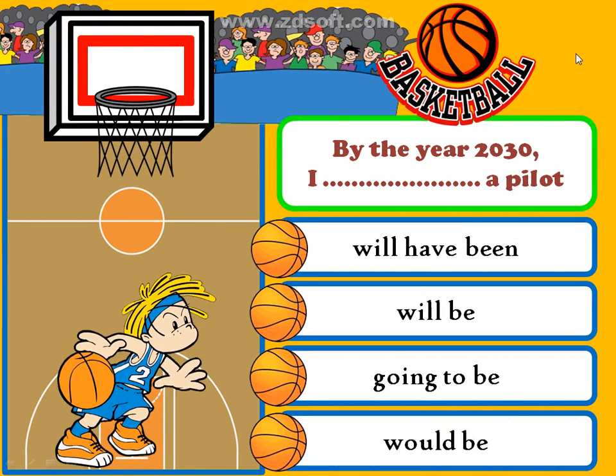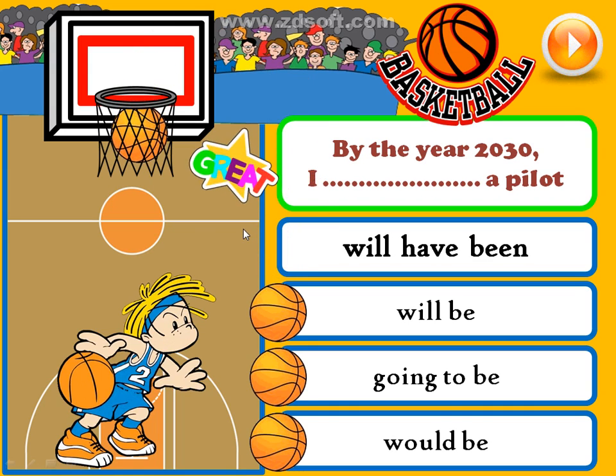By the year 2030 I blank pilot. Will have been, will be, going to be, would be. Yeah, I can hear you, my dear. Excellent, my brilliant student. So the correct answer here is will have been. An action will be completed, will be finished before a specific time, so we use the future perfect, will have been. Well done. You are so good basketball player.